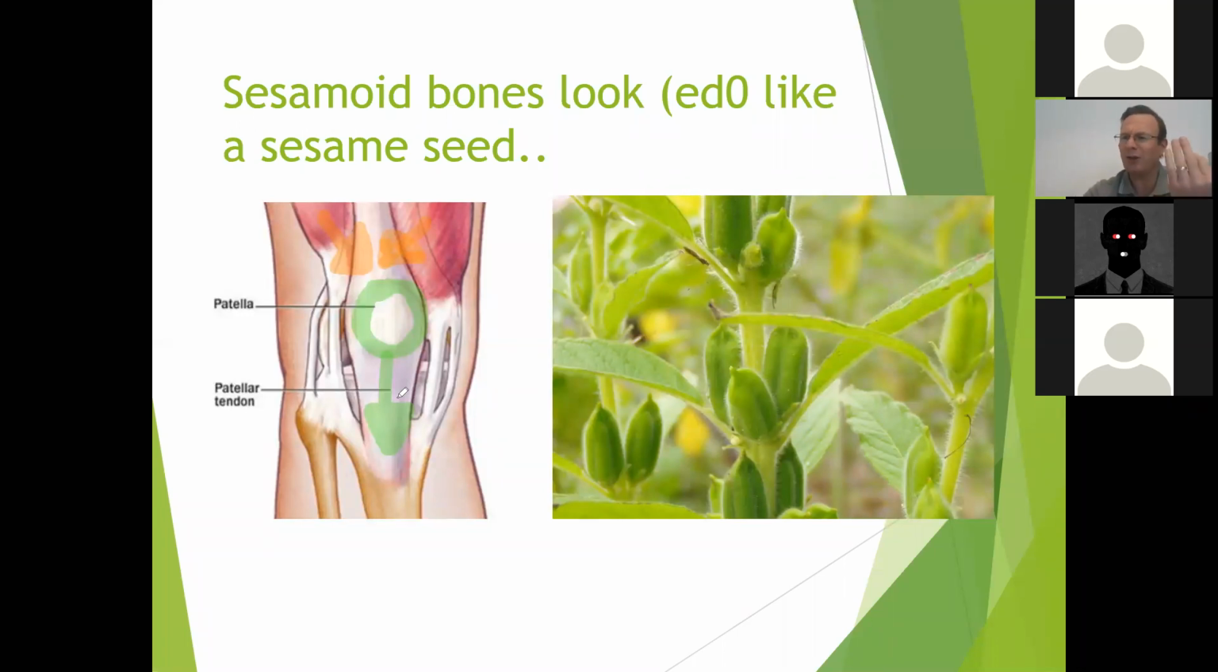You've only got a couple more in your body. You've got one underneath your big toe, which sometimes gets inflamed and causes a really sharp pain. And I think you've got one in your thumb as well, just under there. So they just transmit force.